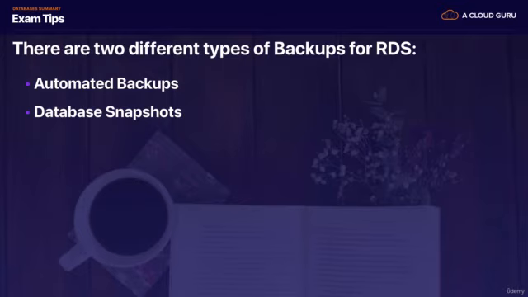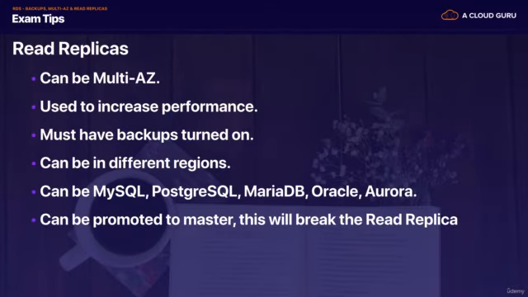Remember, there's 2 different types of backups for RDS. We've got automated backups, and then we've got our database snapshots. So moving on to read replicas. Read replicas can be multi-AZ, and they are primarily used to increase performance. And this is a very common exam scenario. Basically, you've got a struggling database. It's got very heavy read traffic. Maybe it's a WordPress blog or something like that. How do you increase the performance on that database? And one of the answers is, of course, to add read replicas and to point your EC2 instances to those read replicas.